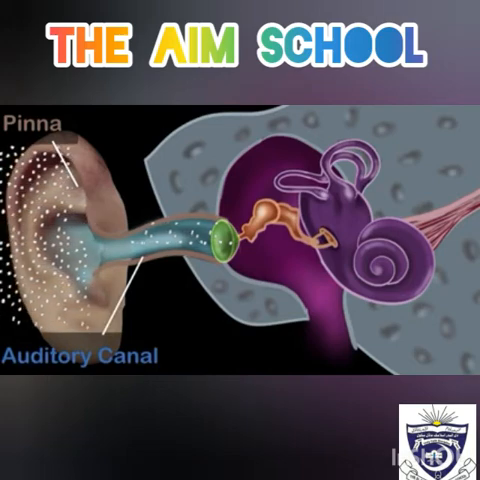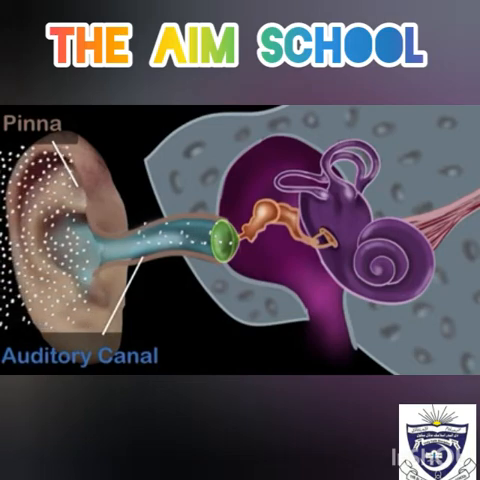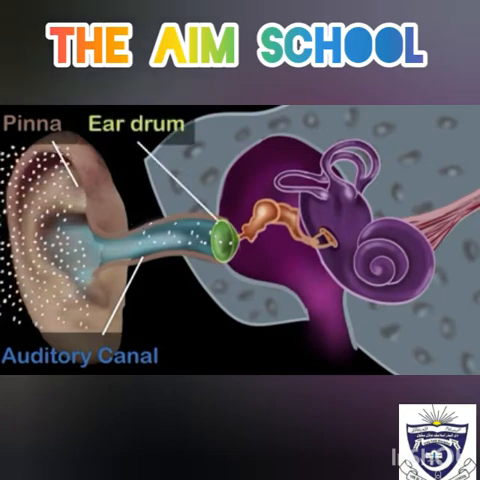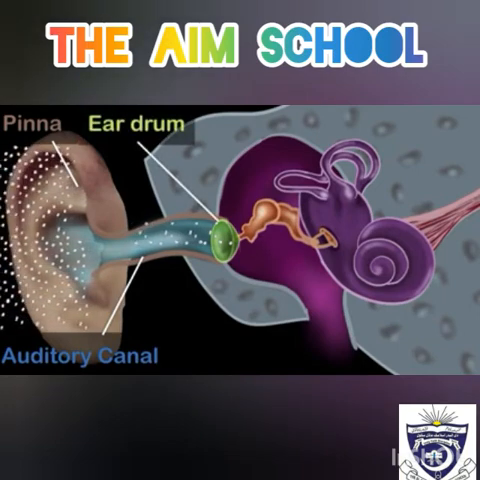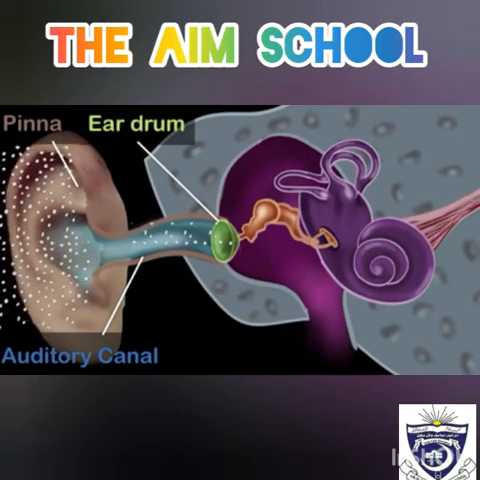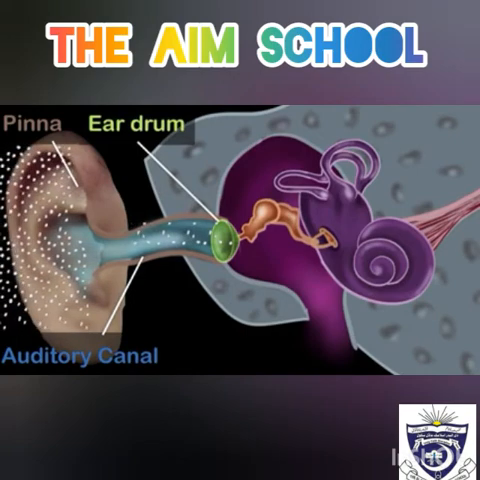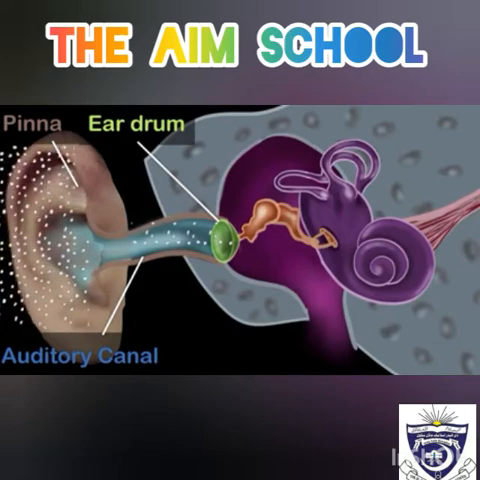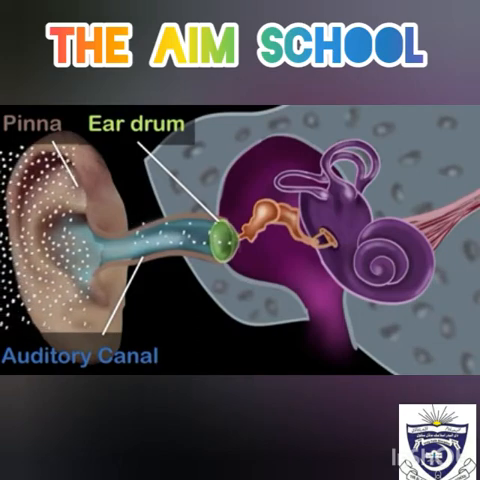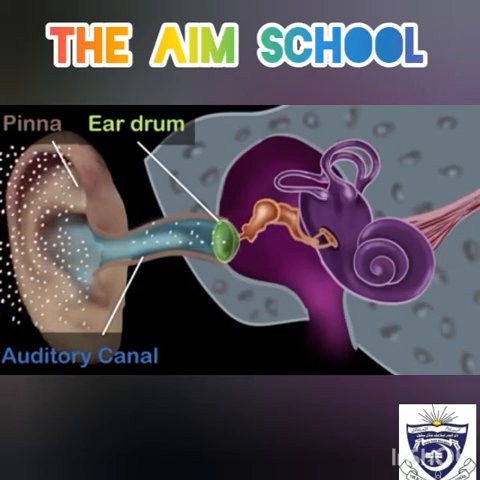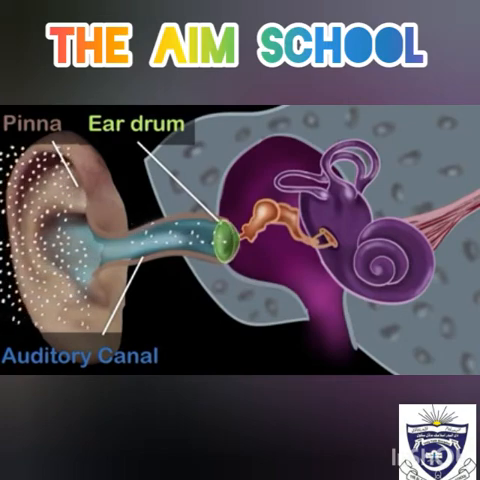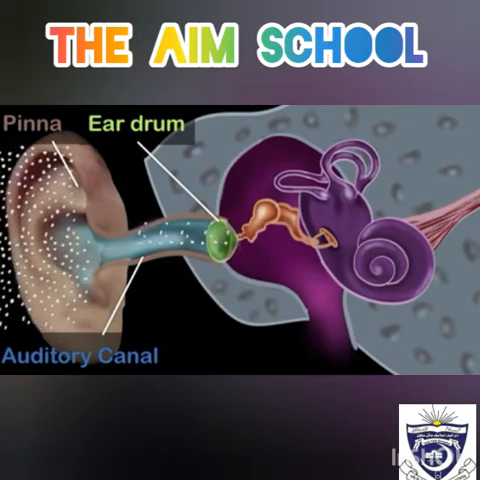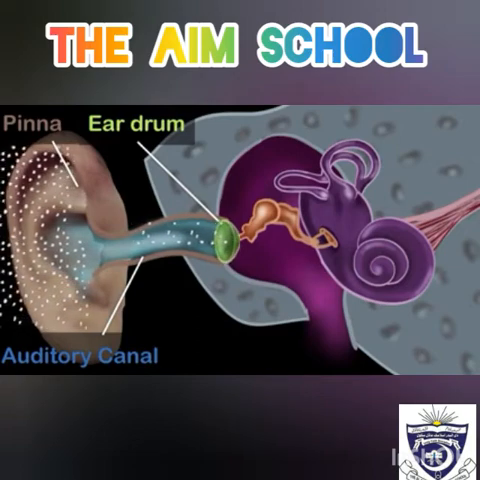The sound waves pass through the auditory canal and eventually meet the eardrum, which is shown in green over here. The eardrum is a transparent membrane which is super sensitive to the vibrations of the air. And so as the air vibrates, even the eardrum starts vibrating, just like the skin of a drum. And as you can see, the eardrum also separates the outer ear from the middle ear.